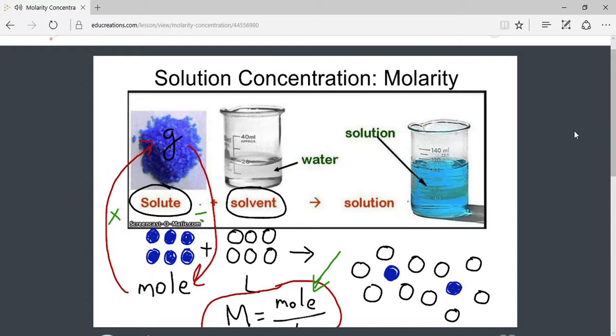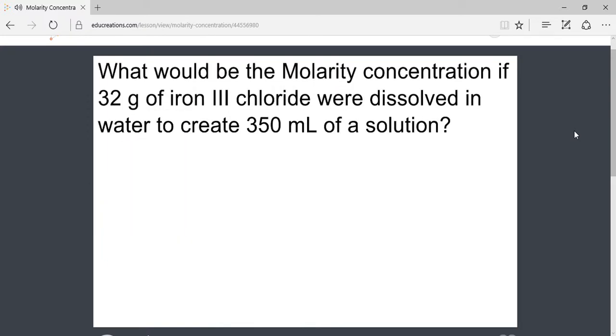Let us take a look at a few mathematical examples to reinforce the idea of molarity. In reading the problem here, what would be the molarity concentration? We realize we're trying to calculate a concentration in this particular example. The information that is provided or given is a mass of a chemical and the volume of solution to be prepared.